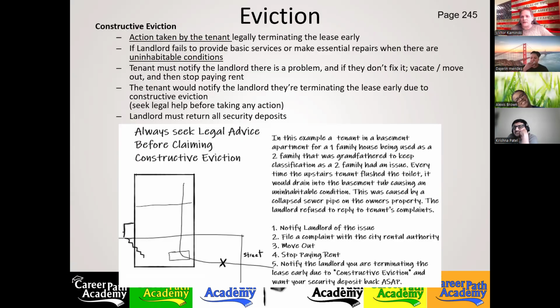So I told her, listen, file the complaint, move in with your girlfriend, get all your stuff out, and only after you're totally moved out, then and only then stop paying rent. And then notify the landlord you're terminating your lease early due to constructive eviction because of all of the complaints that you've been making and how he's been ignoring you, and you want your security deposit back. He can't withhold any of the security deposit. He has to return it all.